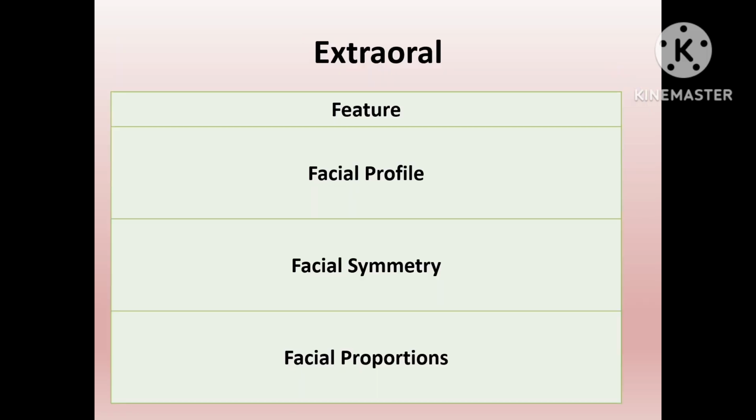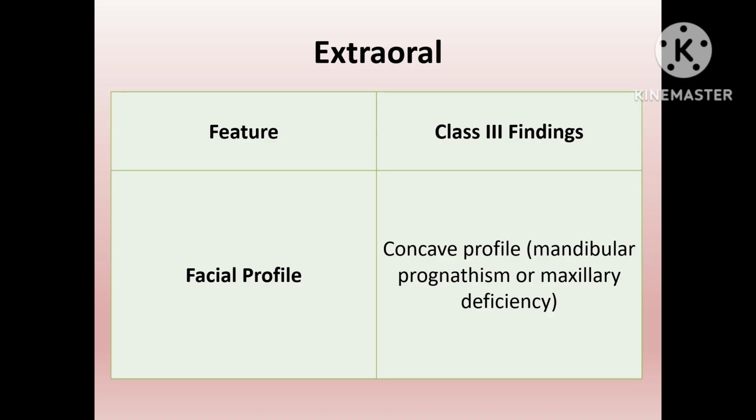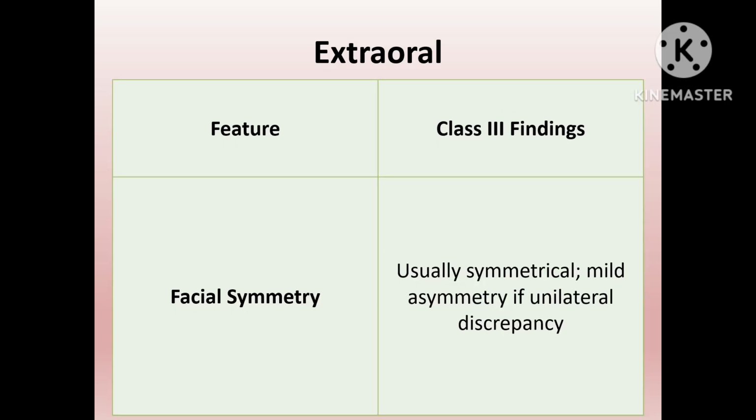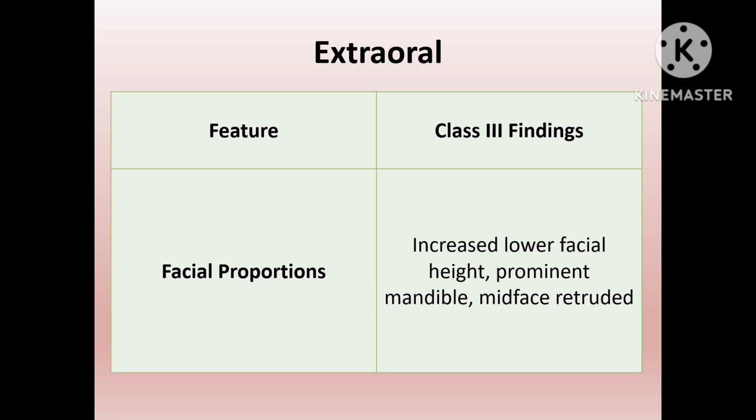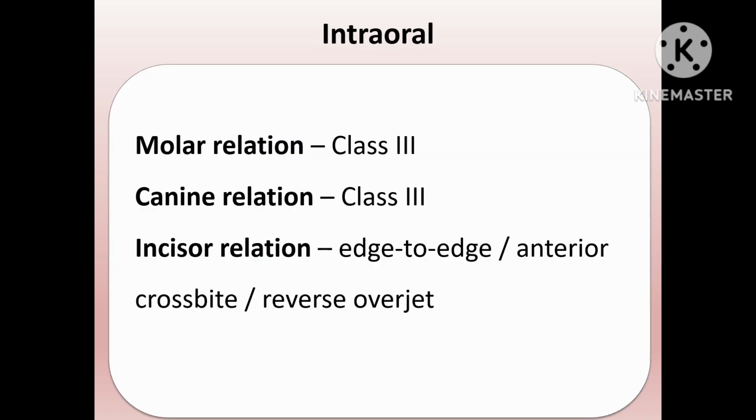In class 3 malocclusion, the lower jaw often appears prominent, giving a concave profile, while the upper jaw may seem underdeveloped. Facial asymmetry may be present, and balance between the upper, middle, and the lower third of the face can be altered. Observing these features helps to determine whether the malocclusion is mainly skeletal, dental, or a combination.